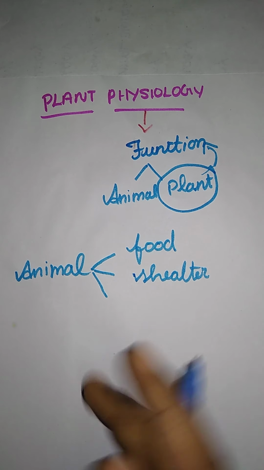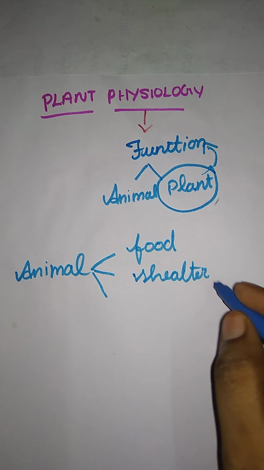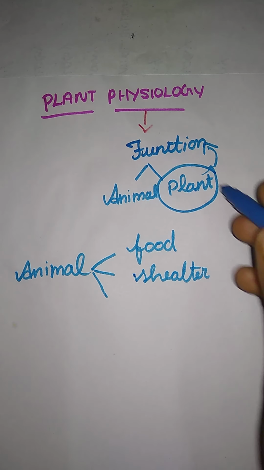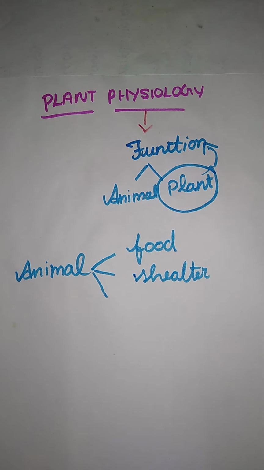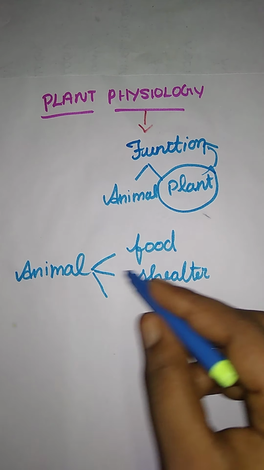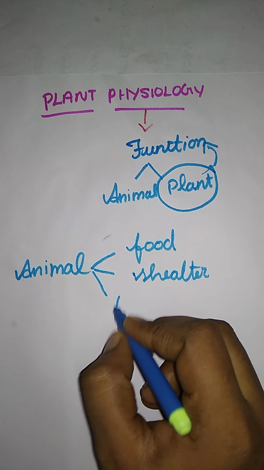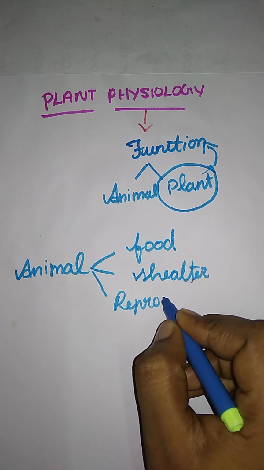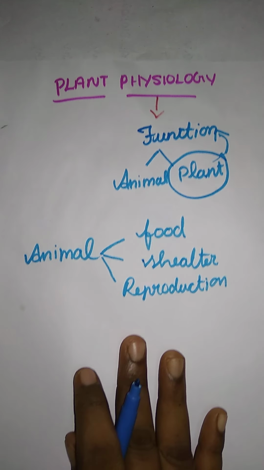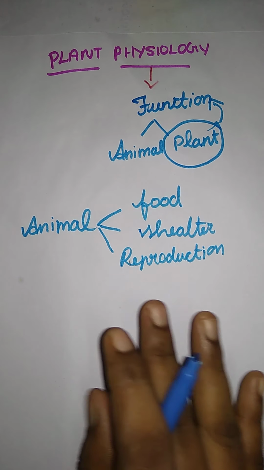Based on the shelter, if there is so much rainy season, we go towards a shelter area that is suitable. Or if it is so sunny, we go towards the shelter we need. Based on the shelter, animals move from there. And the next one, reproduction. For the reproduction purpose also, animals move from one place to another place.